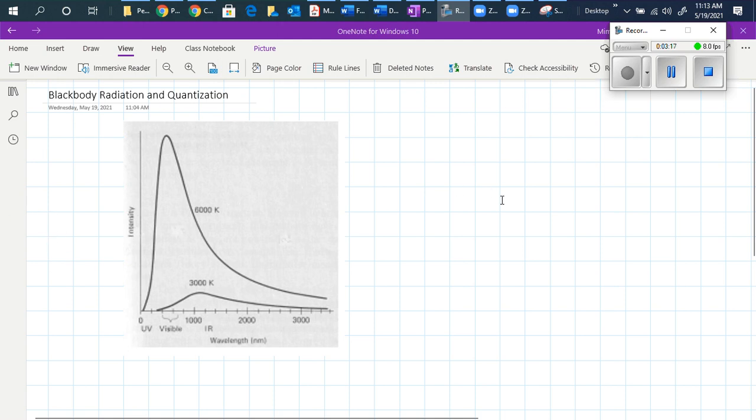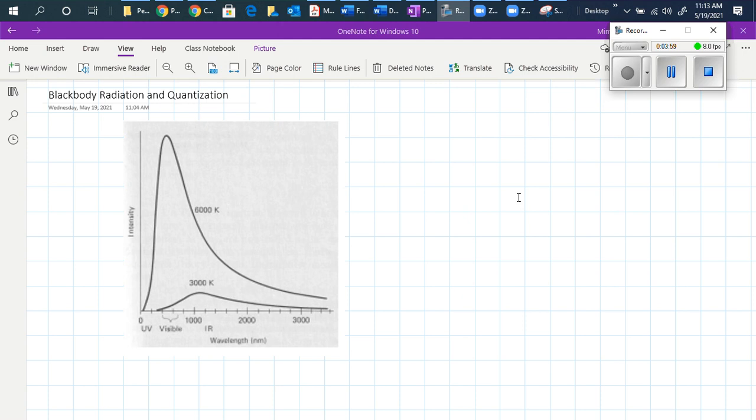Okay, and it refers to an object that completely and perfectly absorbs any light energy that falls on it, and then perfectly re-radiates the energy as light. The energy that is re-radiated can be perceived from this blackbody curve, which depends only on temperature.